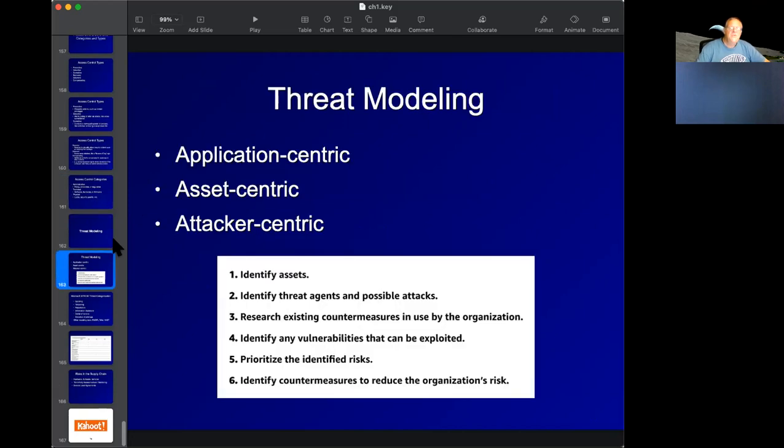All right, so now you got threat modeling. I mentioned you have to consider what might hurt you. And there's various ways to do it. You can have an application and then think about what could happen to this application. You could start from your assets, like whatever your crown jewels are, your customer contacts or your proprietary designs or something. Or you can start from the attacker and think, who would attack us and how would they do it? So you identify assets and the threat agents who might attack you, look at the countermeasures you have, consider your vulnerabilities, prioritize the risks, and then identify what recommended new countermeasures there are.